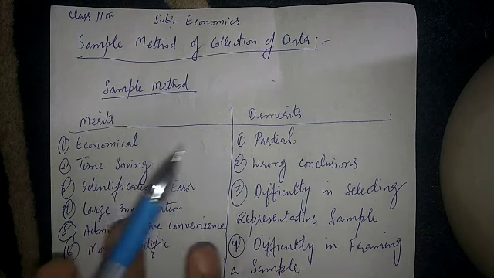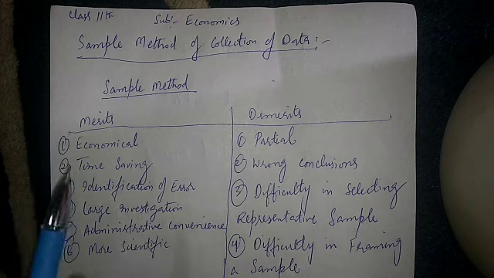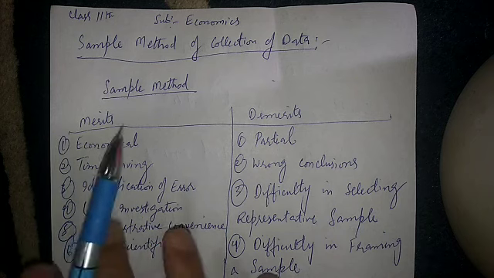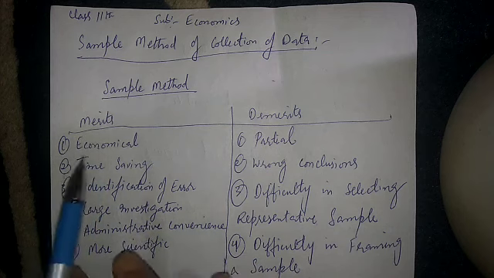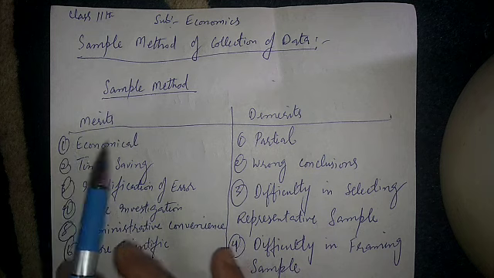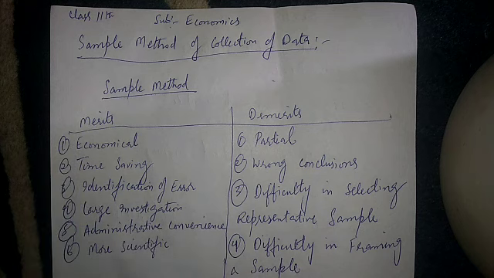We have studied the census method earlier. Now we will study the sample method of collection of data. What is the sample method? The sample method is that method in which data is collected about the sample, a group of items taken from the population for examination, and conclusions are drawn on their basis.